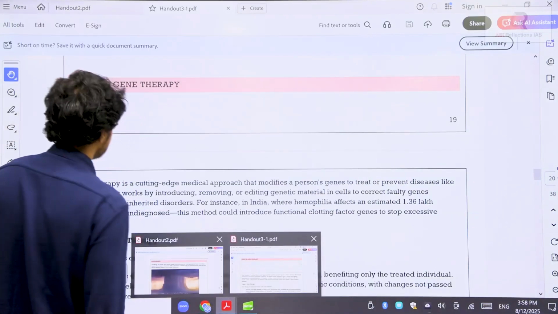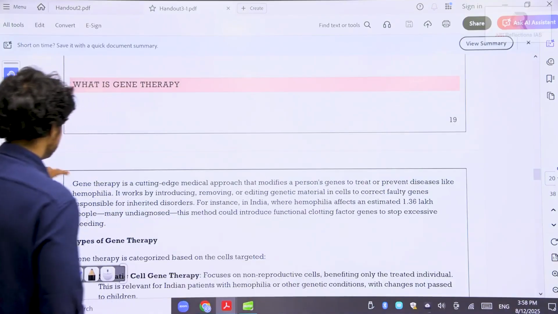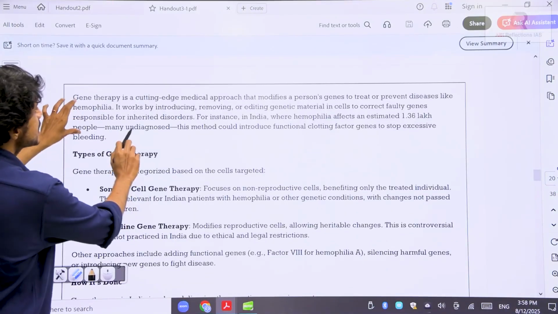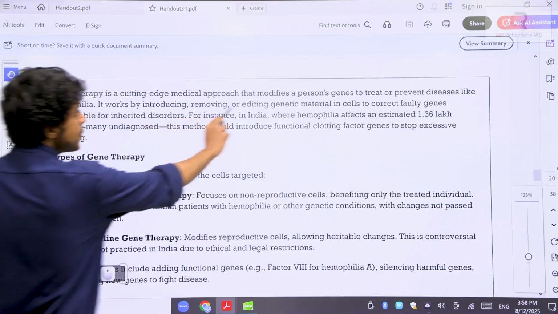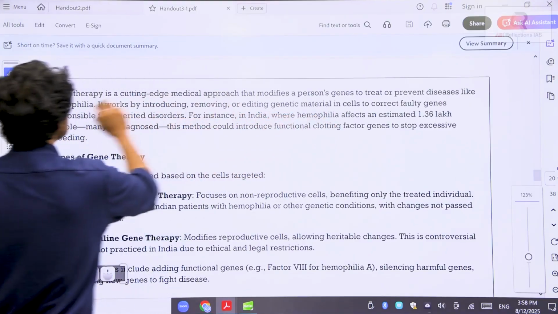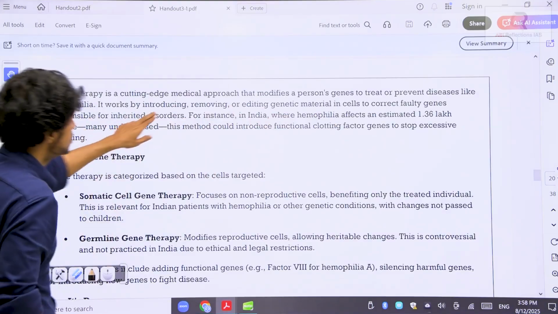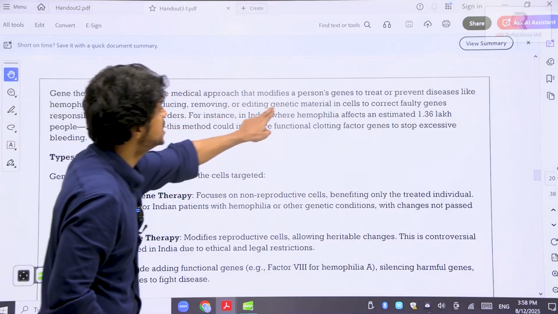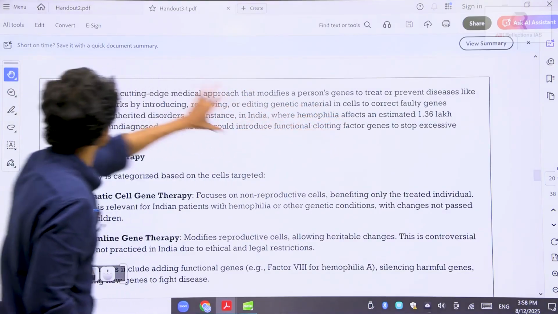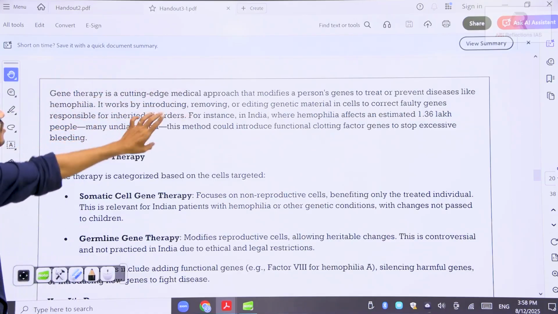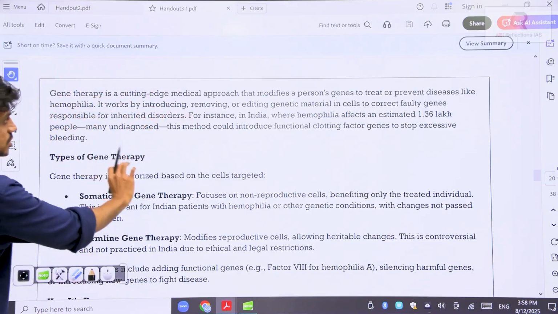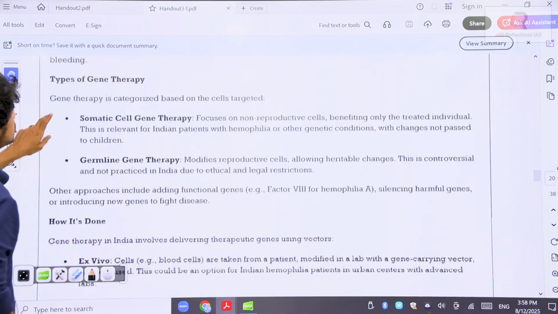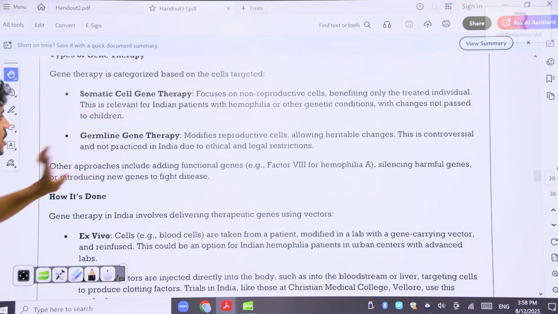See here. Gene therapy is a cutting-edge medical approach that modifies a person's genes to treat or prevent diseases like hemophilia. It works by introducing, removing or editing the genetic material in the cell to correct the faulty genes responsible for the disorders. So, an example they have given: somatic cell gene therapy and germinal gene therapy.